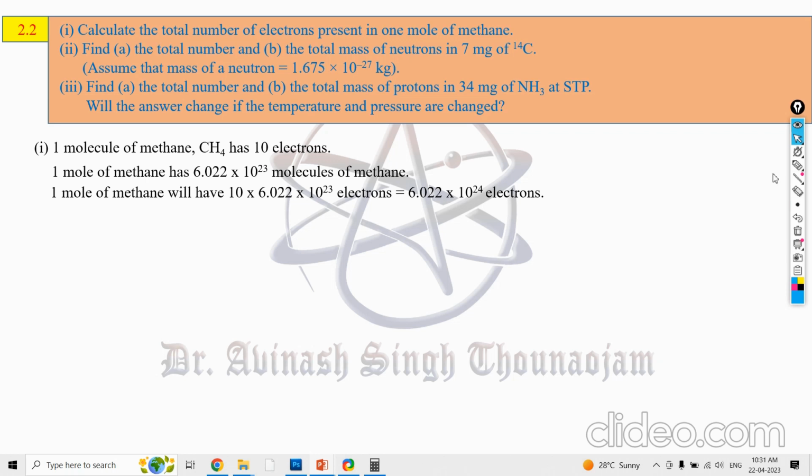Find the total number and the total mass of neutrons in 6 milligram of carbon 14. Okay, let's see.